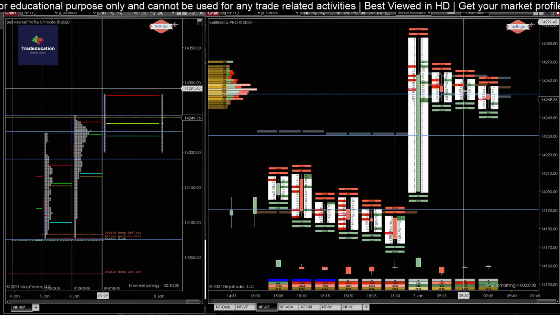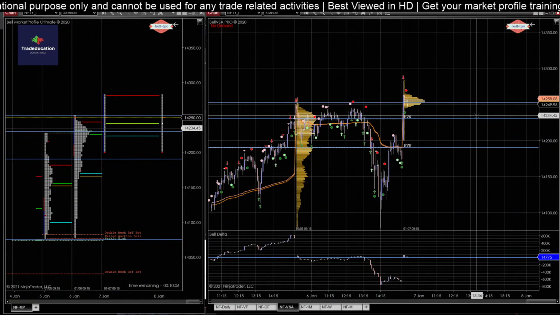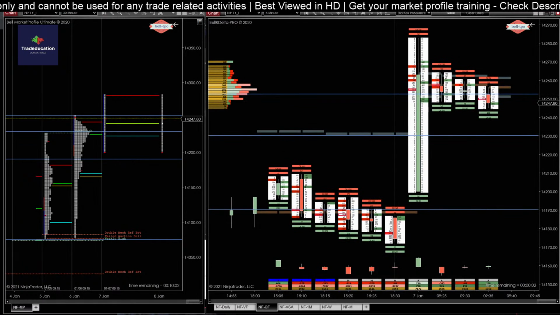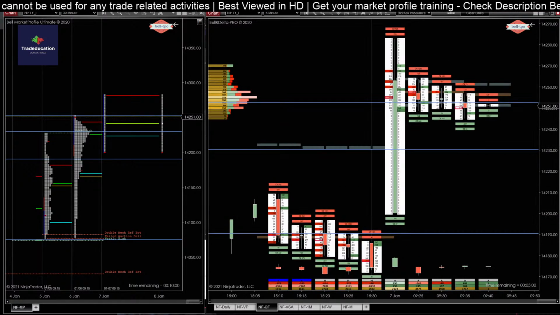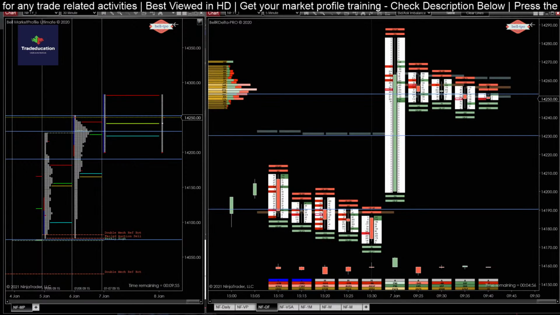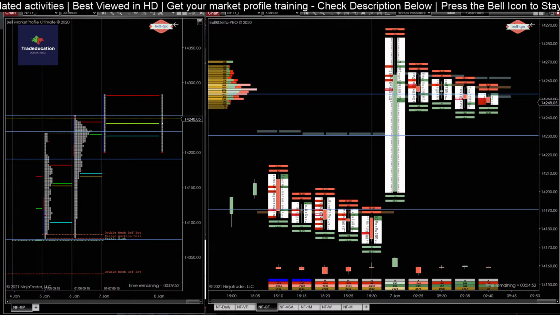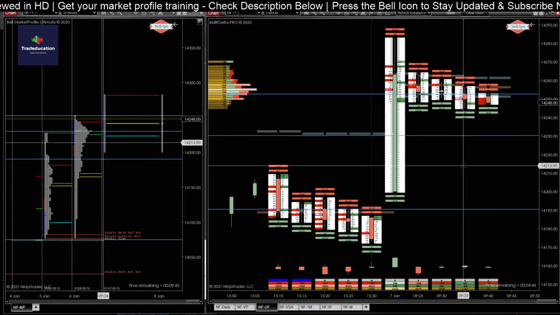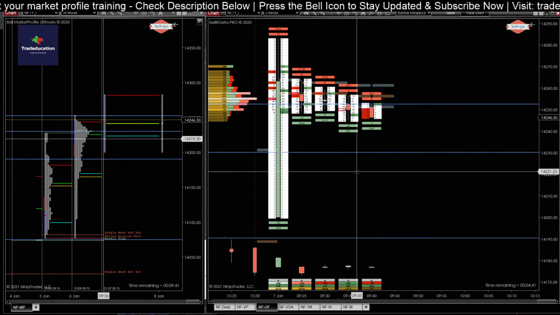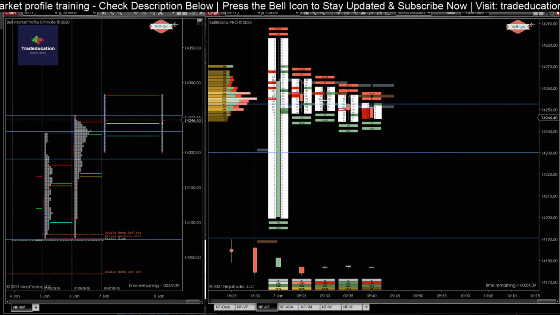Let me just see the cumulative delta. Delta is still positive. Auction closed below the high, below the reference line. Again, sellers are stepping in. Let me just take it a bit. Yeah, now it will be clear.